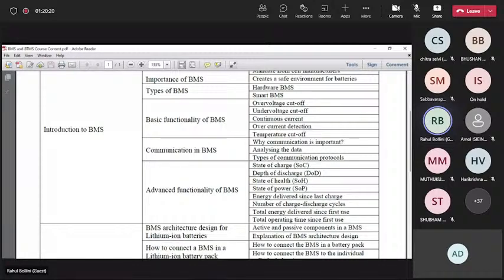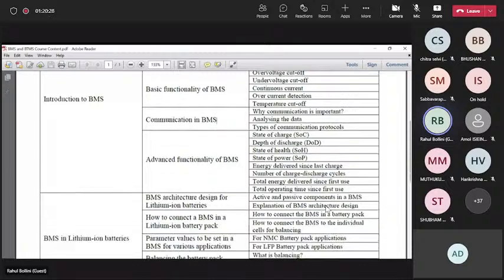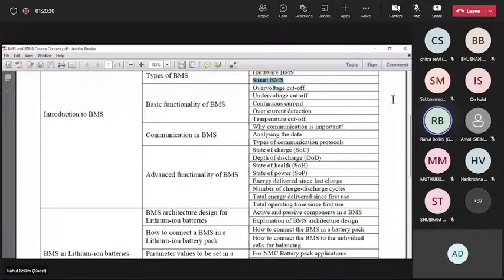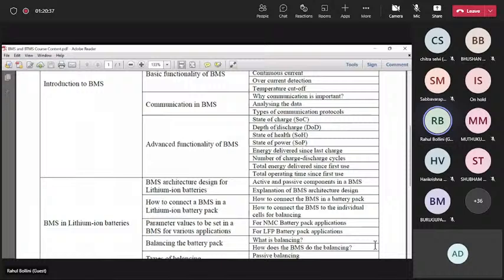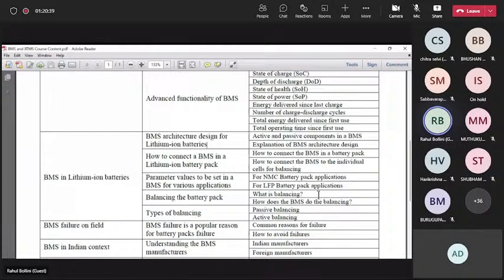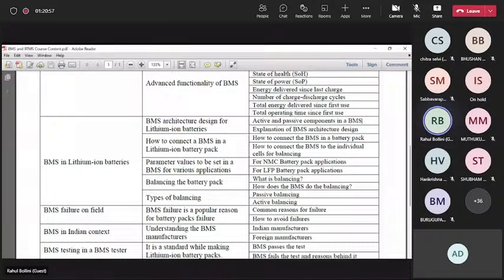Yeah, and there is an advanced functionality of BMS which you get only in smart BMS, which is you get the data of SOC, DOD, SOH, SOP, and all these other data. And then we'll be talking about BMS architecture. What are the active and passive components? What role do the MOSFET and IC play? And there are passive components and all those things. Explanation of BMS architecture design, why it is done the way it is done. So we'll be talking about that. How to connect the BMS in a battery pack, and then for cell balancing, there will be an individual wire harness coming from the BMS.